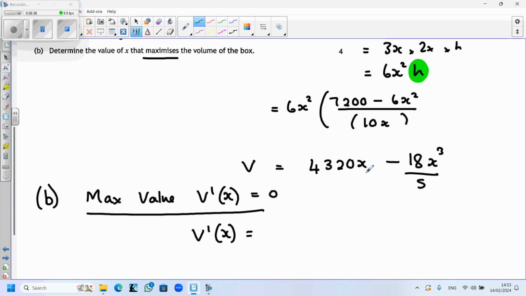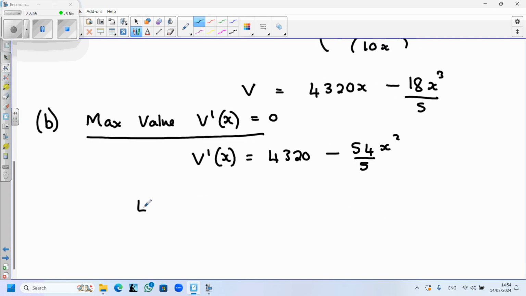Multiply by the power, take one away from the power, but it's just an x there, so that's just going to become 4,320. And then we've got minus 3 times 18 over 5. So 3 times 18 is 54, so it's 54 over 5, and it's going to be x to the power of 2. That whole thing's got to be equal to 0, and now we solve.